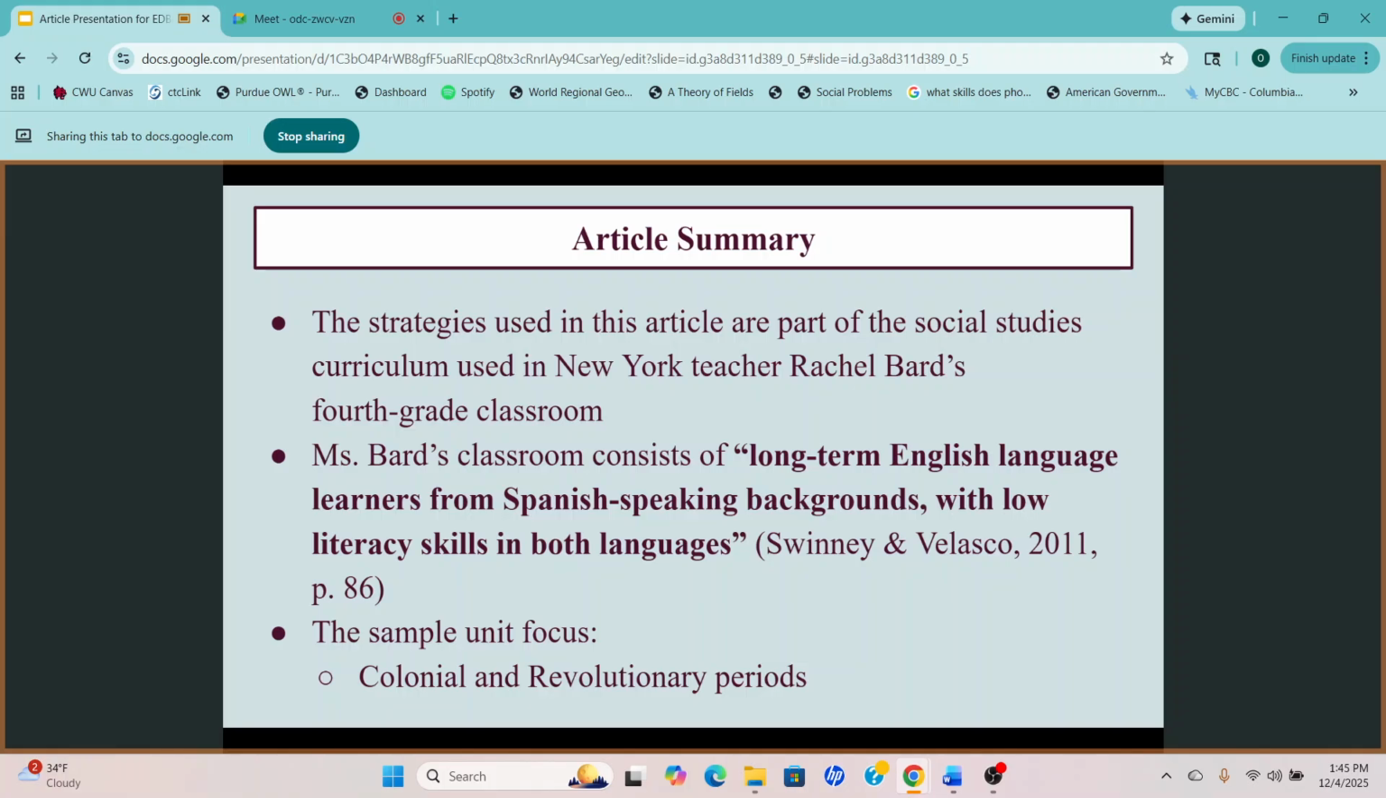The article summary is very important, but the strategies used in this article are part of the social studies curriculum used in New York teacher Rachel Bard's fourth grade classroom. Miss Bard's classroom consists of long-term English language learners from Spanish-speaking backgrounds with low literacy skills in both languages. The sample unit focuses on colonial and revolutionary periods.